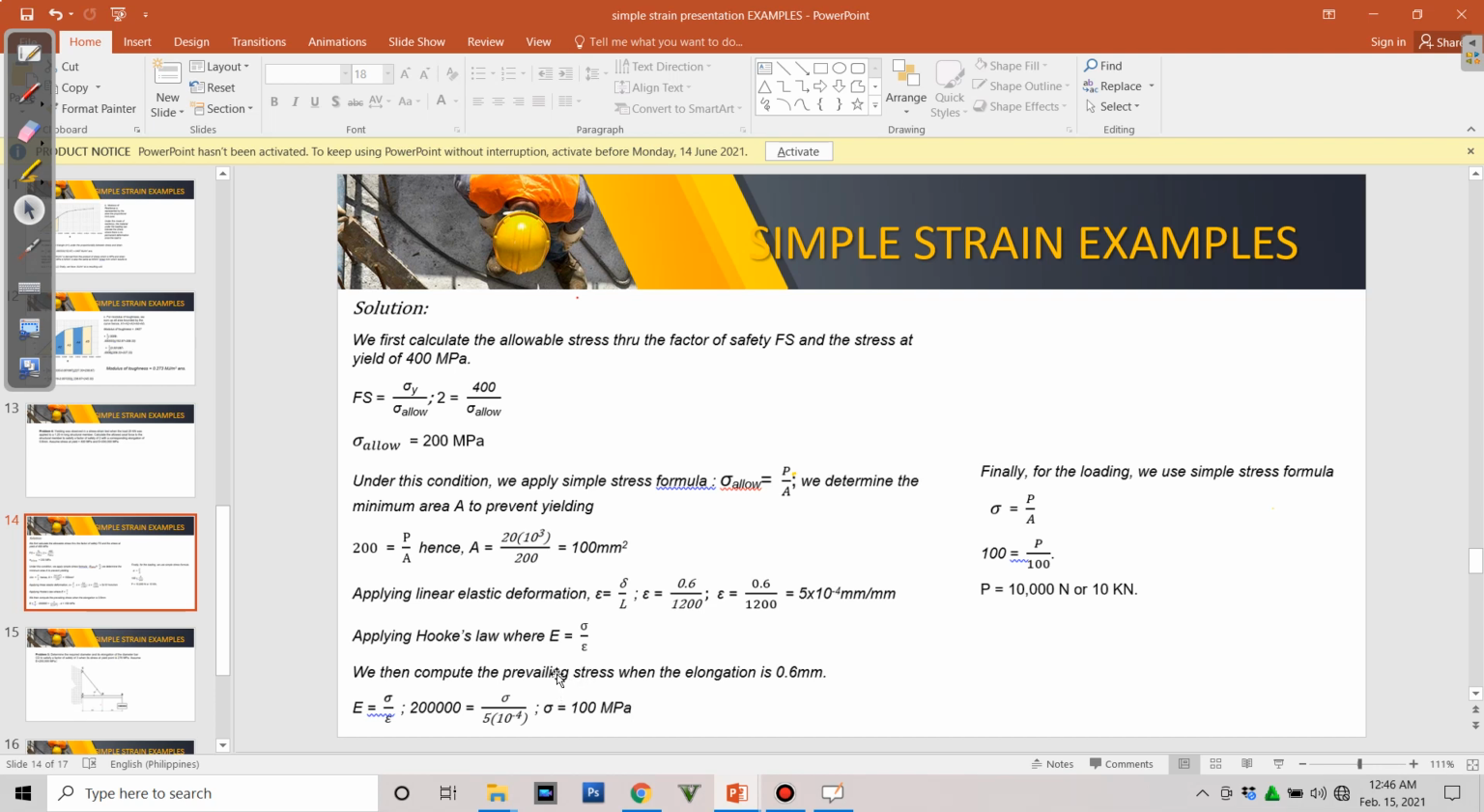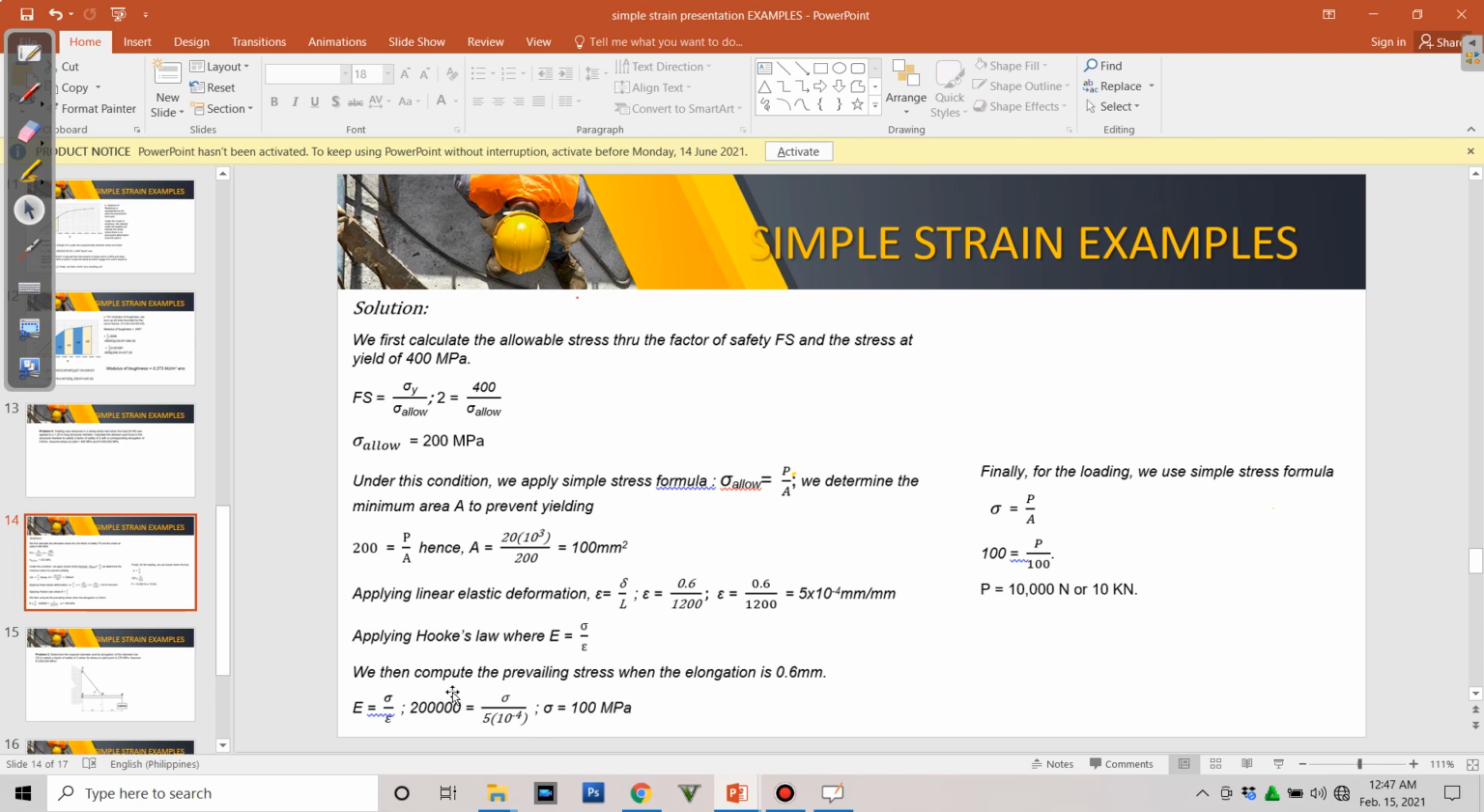In order to apply Hooke's law. So again, we apply Hooke's law because Hooke's law states that the material will have the tendency to go back to its original position when the load is applied, meaning there is no permanent set yet. So that is how it is done in design.